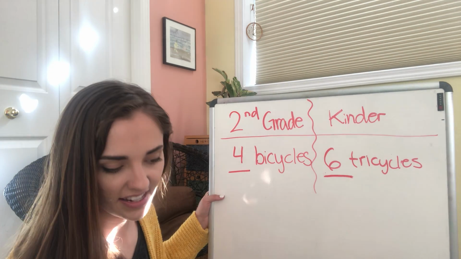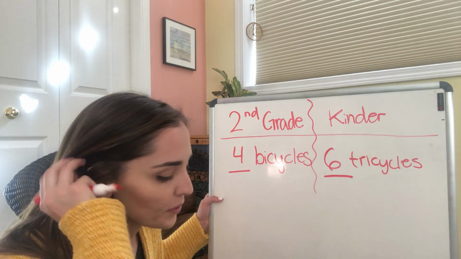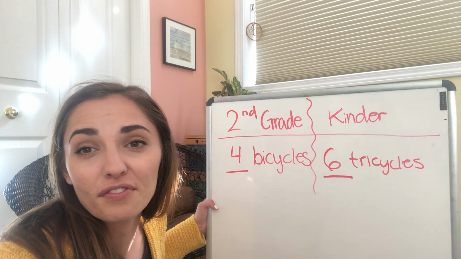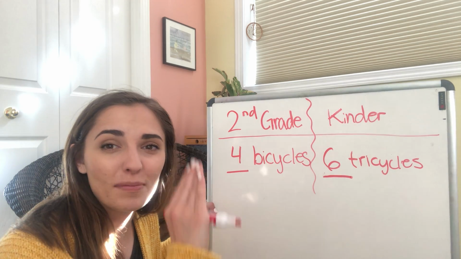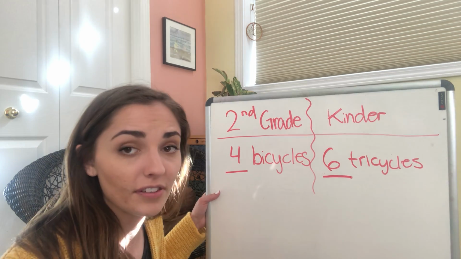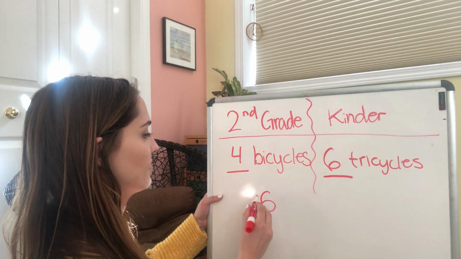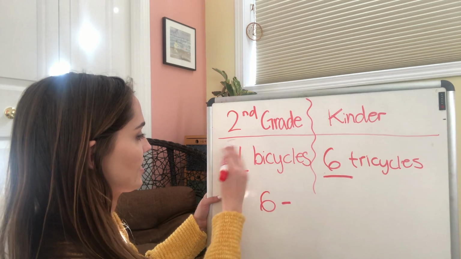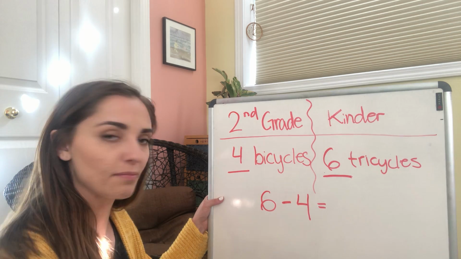The next one asks, how many fewer second graders than kindergartners? Okay. So when I see that word fewer, I think of subtraction, because comparing how many less are there is another way of thinking about it. So how many fewer? So if we're starting with kindergartners, we know we have 6. Then fewer second graders, we know we have 4 second graders. We'll go 6 minus 4.